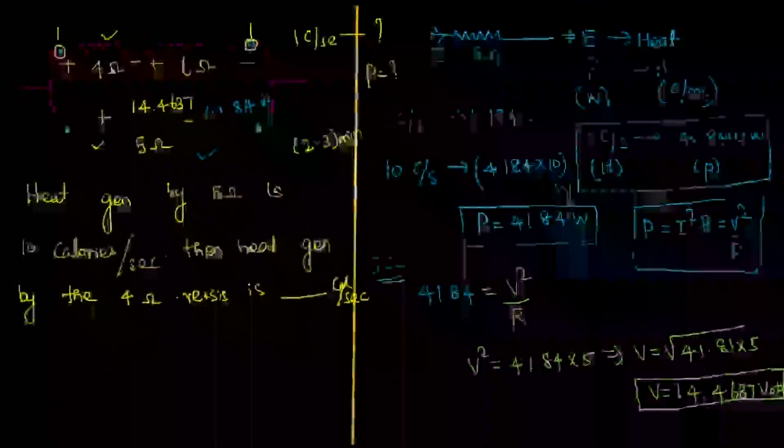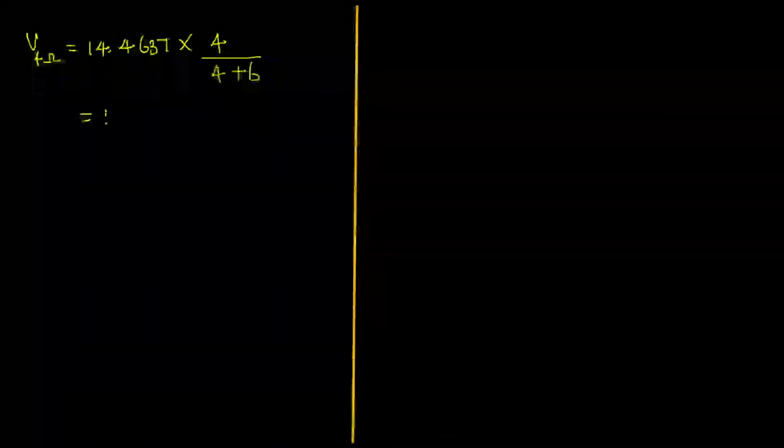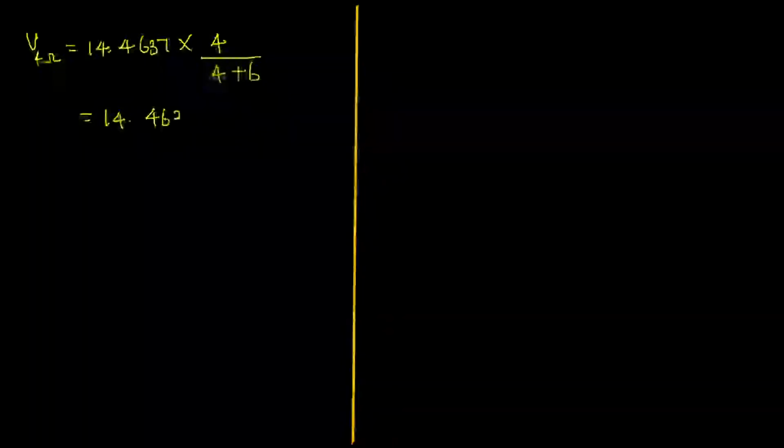I would like to know the voltage drop across the 4 ohm resistor, which is equal to total voltage, 14.4637, into the resistance of the 4 ohm resistor divided by the total resistance offered by that particular branch. There are two resistors, one is 4 ohm, another is 6 ohm, so I am taking both. It can be written as 14.4637 into 4 upon 10. Yes or no? Now take your calci. Reduce it, it will become 0.4 into 14.4637, which is 5.78548.